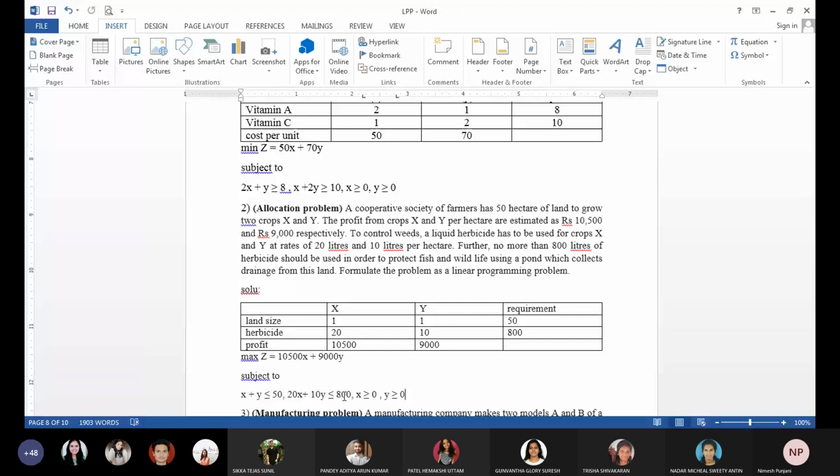That is the constraint. Then how much herbicide per hectare can we use? That is basically a type of fertilizer. So that is 20 liters and 10 liters. Not more than 800 liters you have to use. So that is 20x plus 10y less than or equal to 800. That is the total you can use, 800. So 20x plus 10y less than or equal to 800. And your non-negative condition. Is this fine?